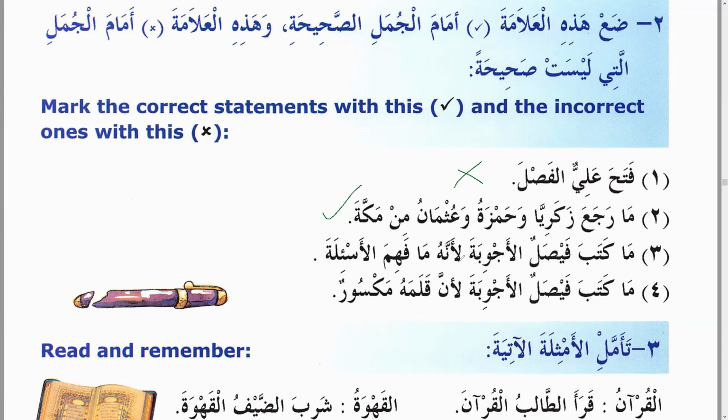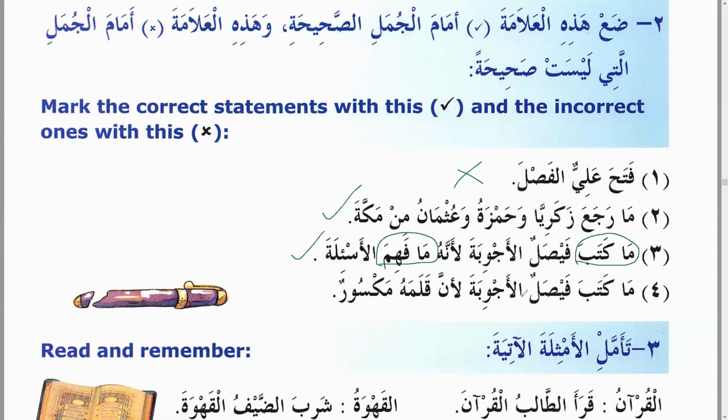Ma kataba Faisalun al-ajwiba li'annahu ma fahima al-asila. This is also true. Faisal did not write the answers because he did not understand the questions. Ma fahima means he did not understand. Past tense, negation. Ma kataba is also negation.